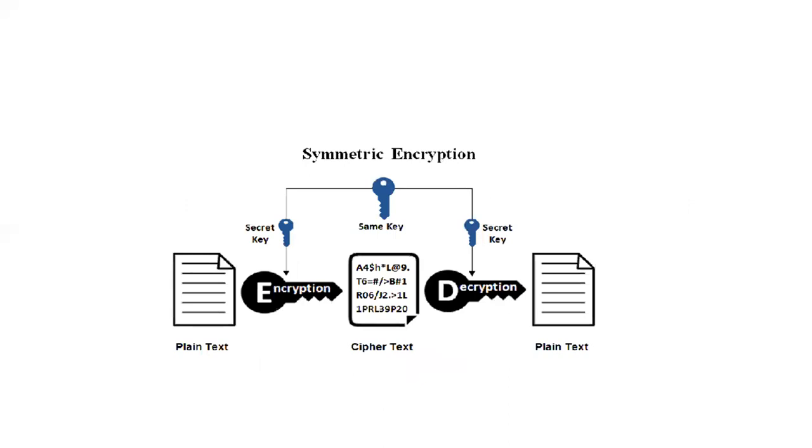This is the diagrammatic representation of symmetric key encryption. As I told earlier, in the case of symmetric key encryption, the process of converting plain text to ciphertext and ciphertext back into plain text is based on a single key. So this is the plain text. Then using some secret key, the plain text is encrypted.